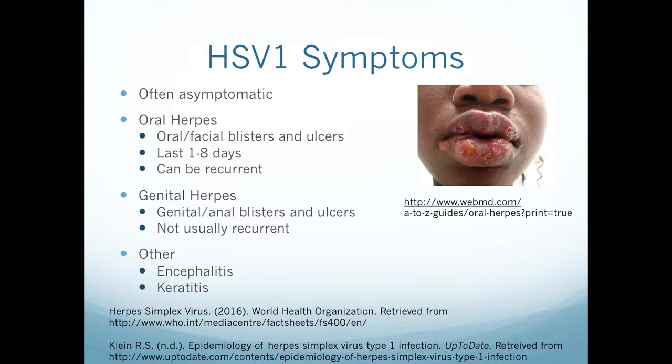When HSV1 causes genital herpes, it causes similar blisters and ulcers to form in the genital regions. Recurrence of symptoms is less likely to occur with genital HSV1 infection. HSV1 infection also has been found to cause other types of infection, including encephalitis and an eye infection called keratitis in individuals who are immunosuppressed.